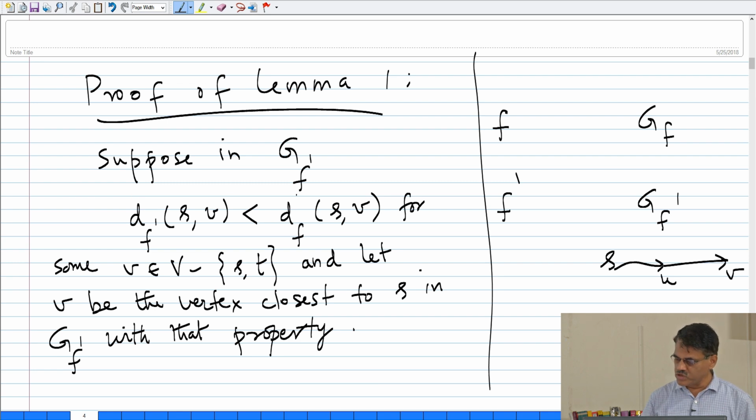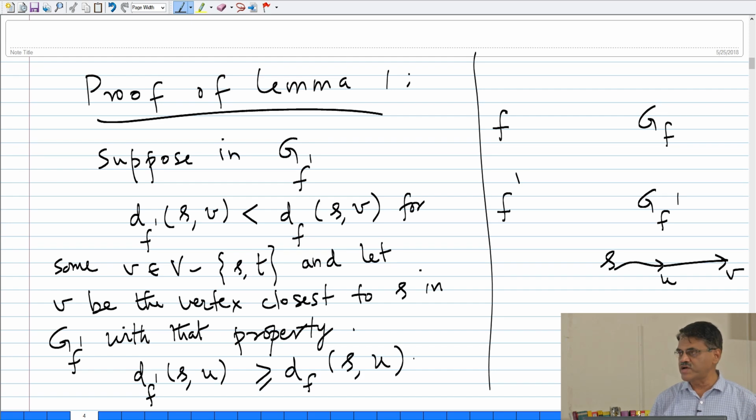So what does that mean, closest? That means for U, df SU is actually greater than or equal to df SU, because otherwise I would have chosen U, right? U is closer to S, and that did not get violated. So that means at F prime, its distance is greater than or equal to df SU. Now I want to arrive at a contradiction.